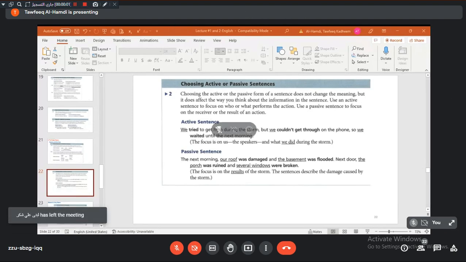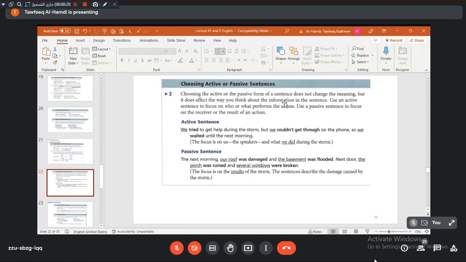Contrasting active and passive sentences in the last lecture. So in this lecture, we are going to continue the notes related to choosing active or passive.